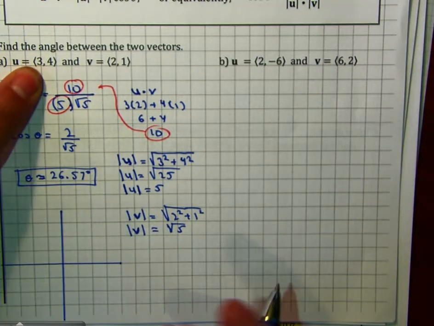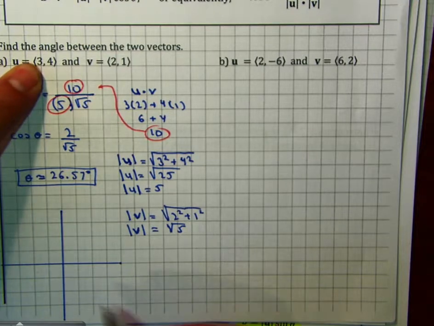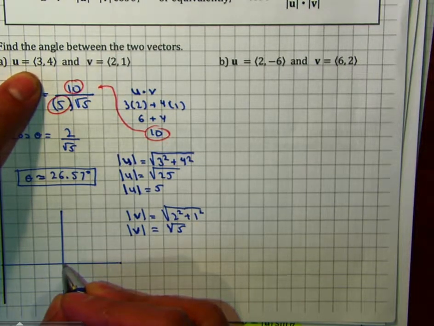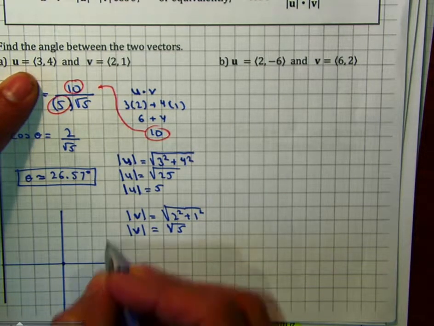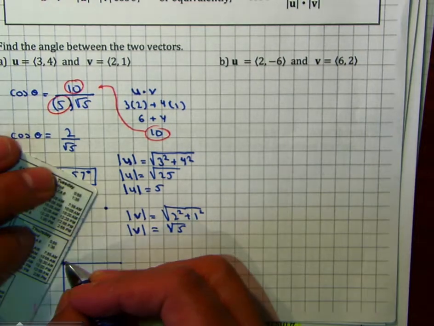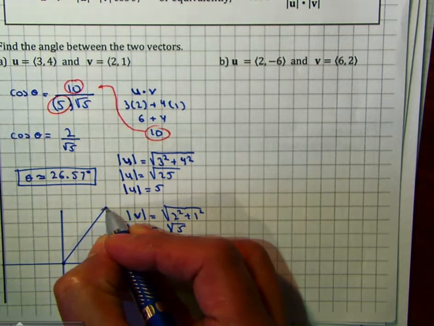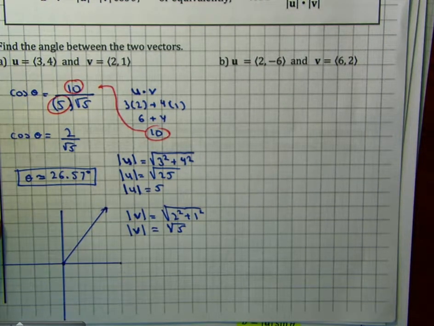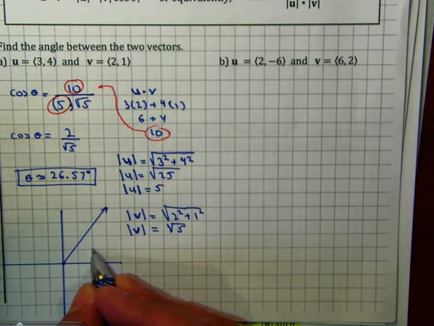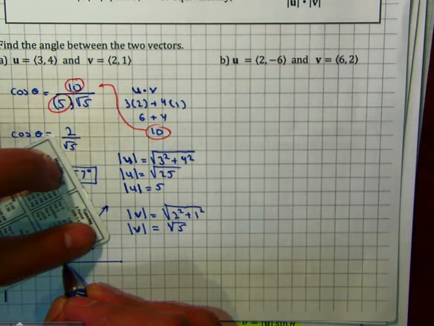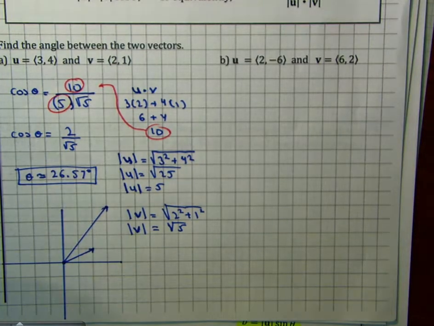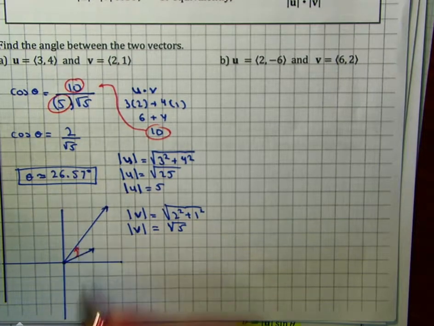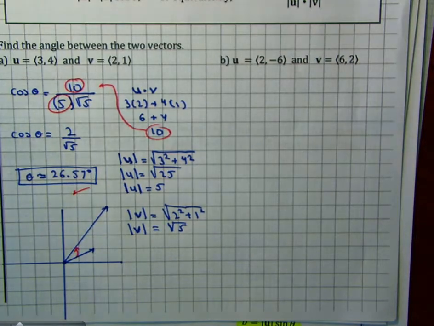Remember that whenever you have your vector here, it's already in component form, so therefore your initial point is at 0, 0, then this is 3, and at 4, that is your ending, your terminal point. This will be 2 and 1, and therefore initialize it at 0, 0, and at 2, 1, and then you can confirm, does this look like a 26.57? Correct. So therefore that is correct.